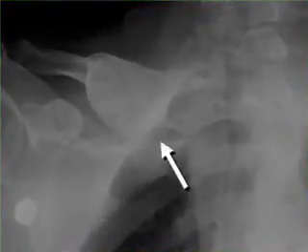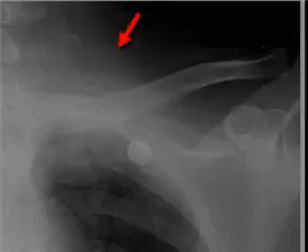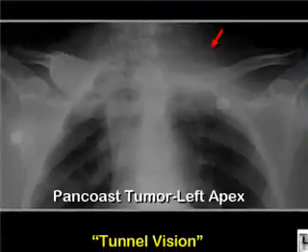Well, if you saw this large exuberant callus formation, you would have noticed that there in fact is a healed fracture of the right clavicle. But what's more important is that on the left side, the opposite side, there's complete destruction of the left first and second ribs, and there's a soft tissue mass in the apex of the lung. This is a malignancy. This is a Pancoast tumor at the left apex.